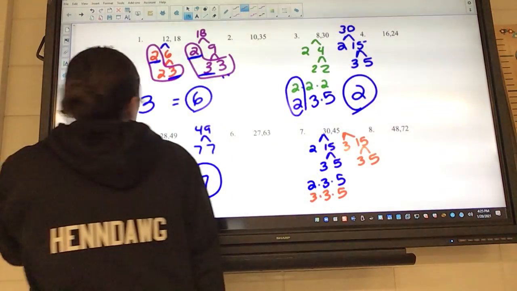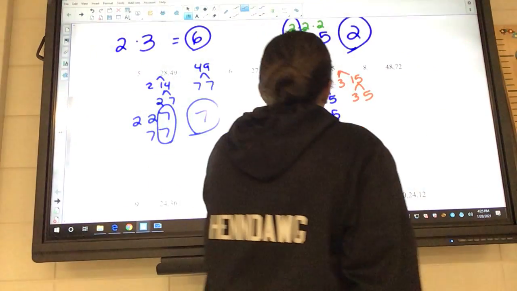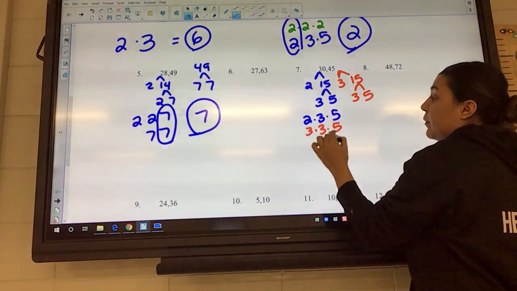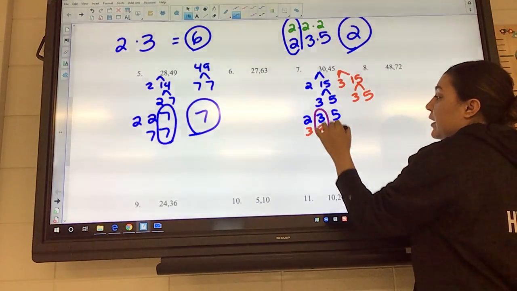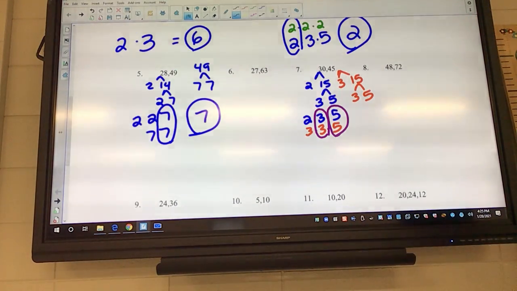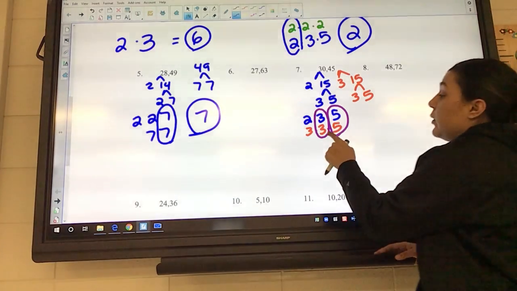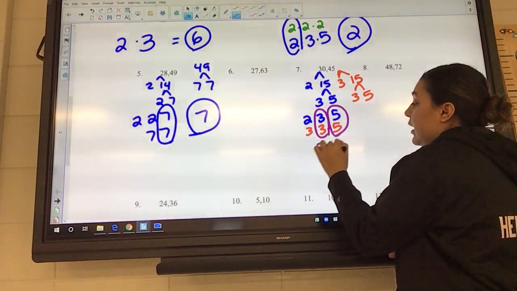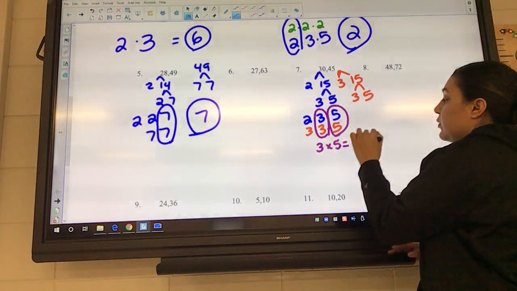Okay, well, what do they have in common? What can we match up? We can match up these 3's and we can match up these 5's. Okay, and so really what you're going to get for that GCF is this one times this one. So 3 times 5, which is 15.